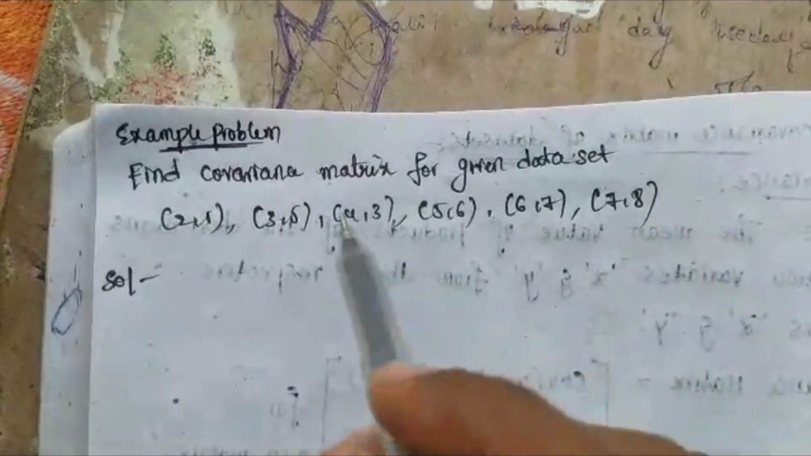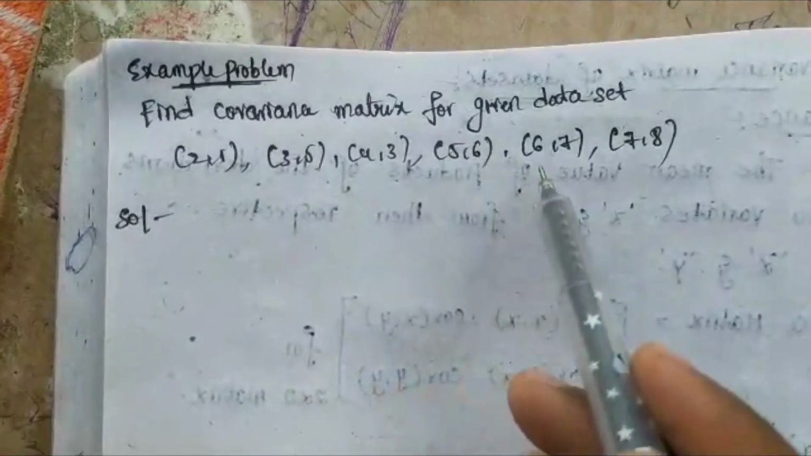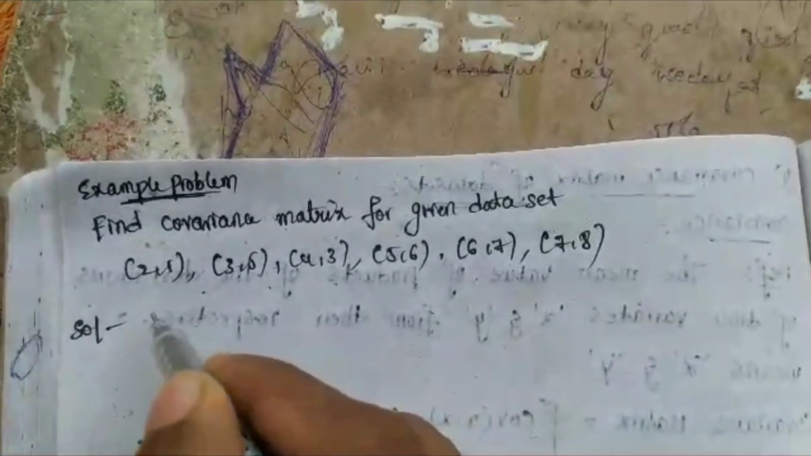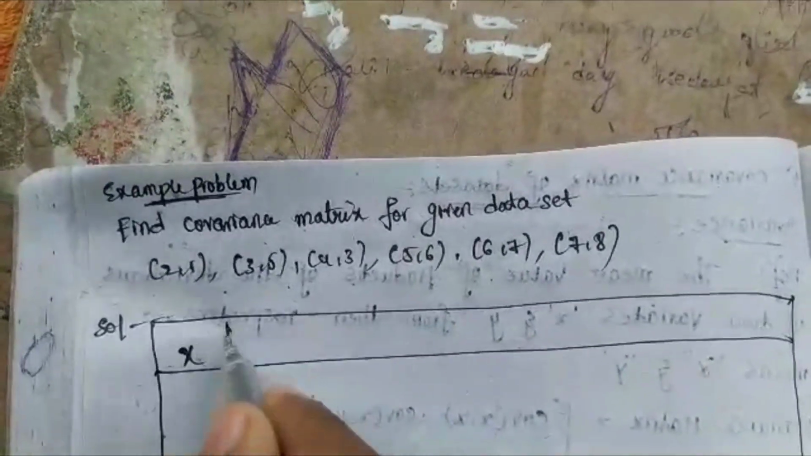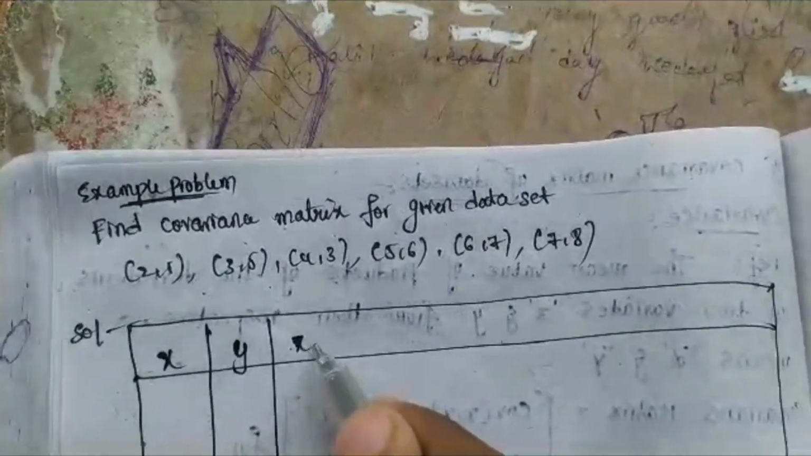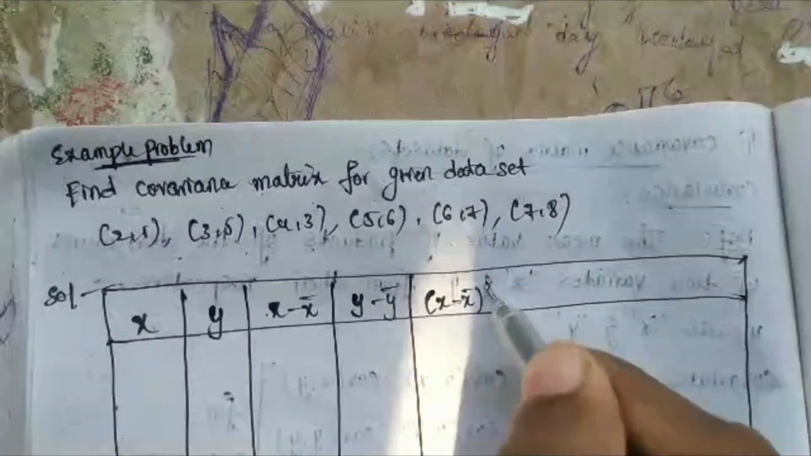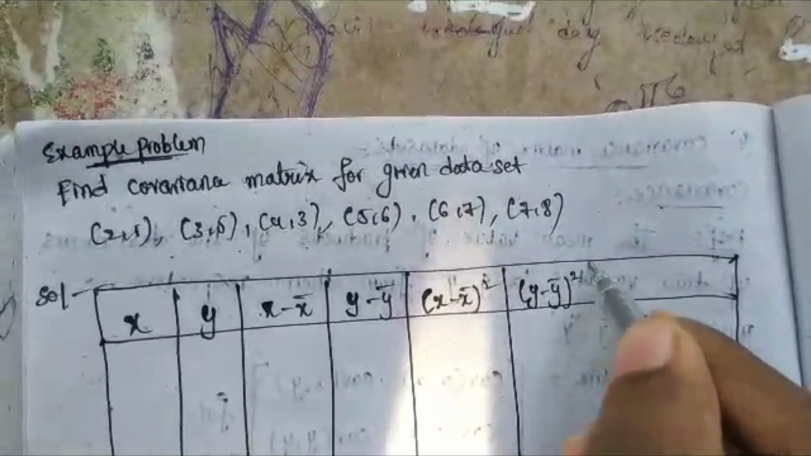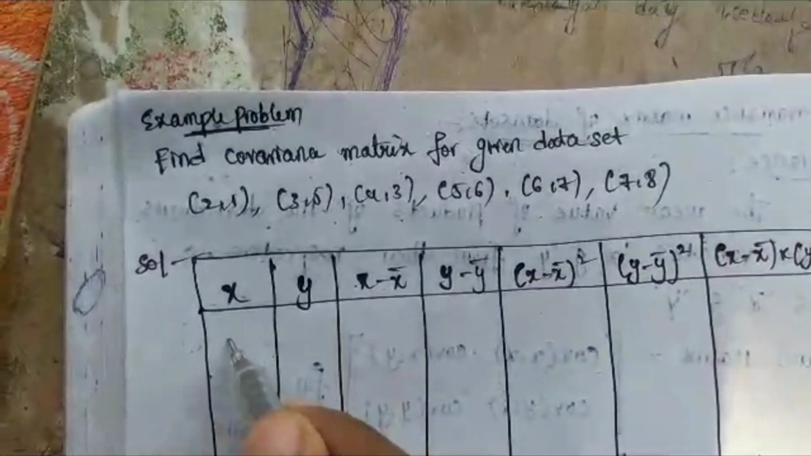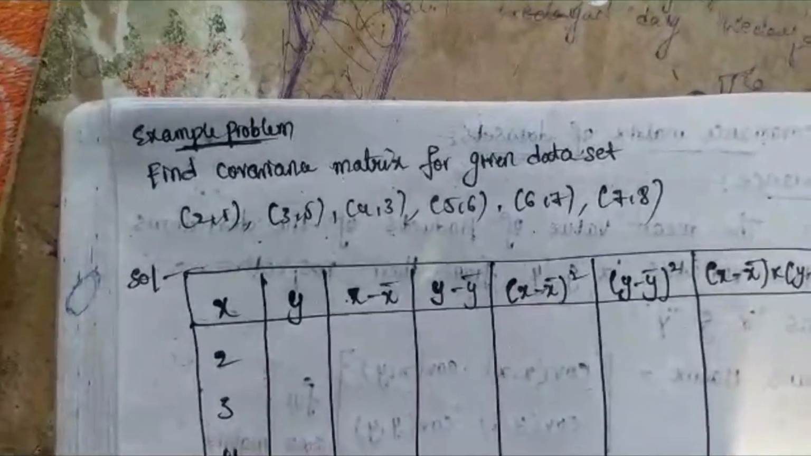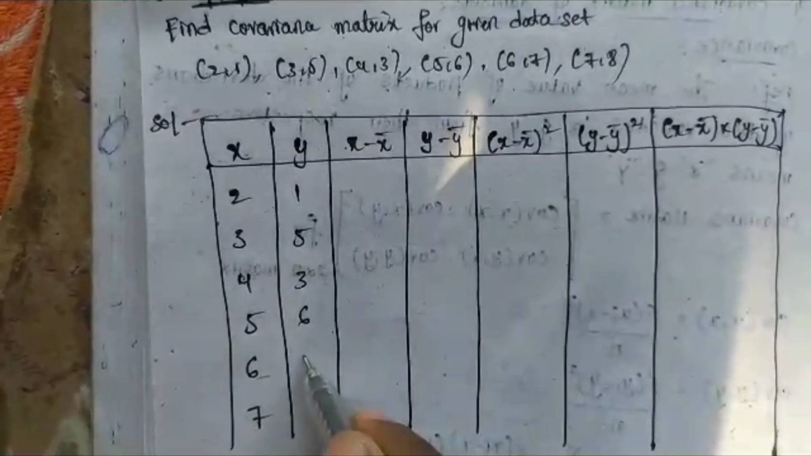Let's get concerned with an example problem. The given question is: find the covariance matrix for the given data set 2, 1, 3, 5, 4, 3, 5, 6, 6, 7, 7, 8. Here we have to make a table consisting of some columns: x column, y column, x minus x bar column, y minus y bar column, x minus x bar whole square column, y minus y bar whole square column, and x minus x bar into y minus y bar column. Here the x values given are 2, 3, 4, 5, 6, 7. The y variables are 1, 5, 3, 6, 7, 8.